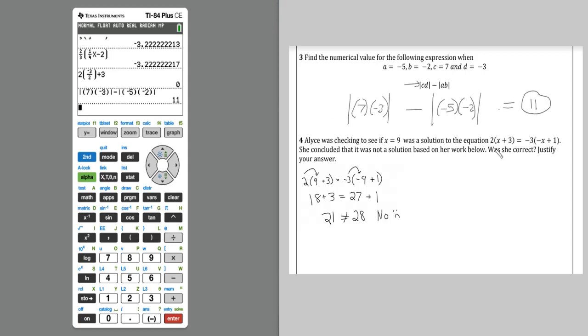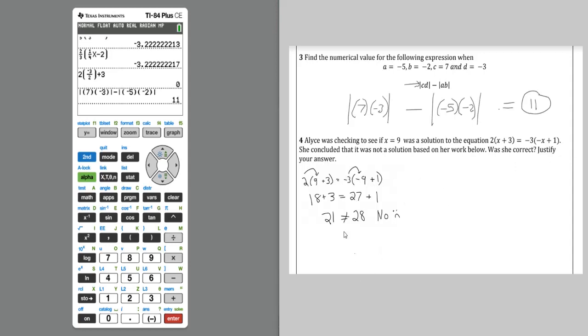Always a good idea to box or circle your final answer. All right, down here, number 4, Alice was checking to see if x equals 9 was a solution to this. She concluded that it was not a solution based on her work below. Was she correct? Justify your answer.